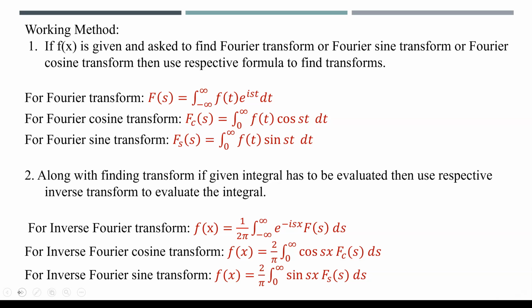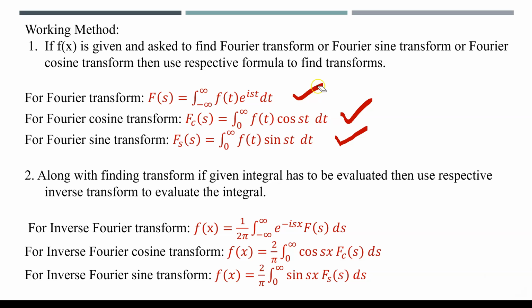In this working method, in the first step you have to observe the given function. If f(x) is given, and it is asked to find any transform, Fourier transform or Fourier sine transform or Fourier cosine transform, then we use the respective formula to find those transforms and we evaluate that integral. So here to get the Fourier transform we use this formula. To get the Fourier cosine transform we have to use this. To get the Fourier sine transform we have to use this formula. So according to the given question we have to use any one of these 3 transforms.